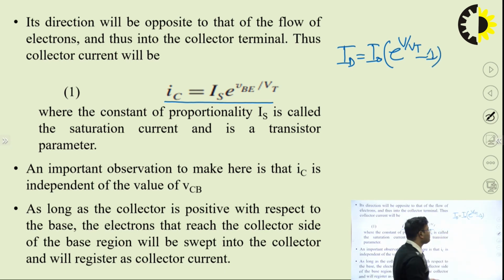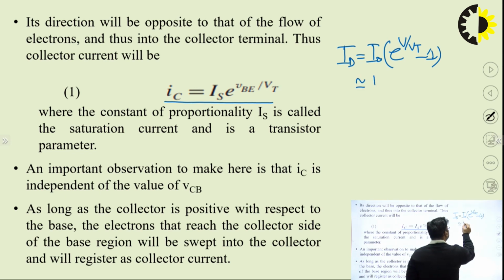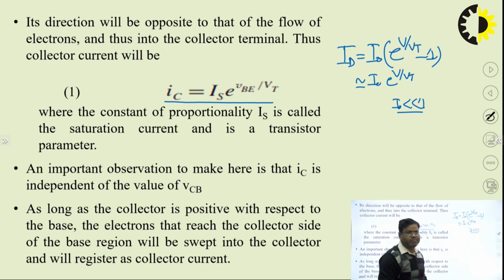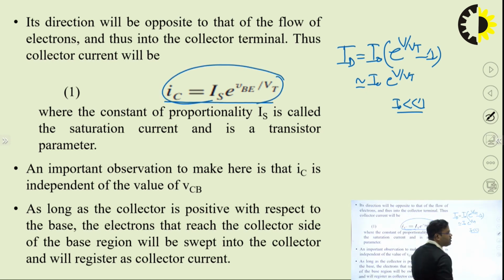If I naught is very less, then ID is equal to I naught e to the power V upon Vt. In fact, it will be very less because of the arrangements which were already discussed in the BJT. So if we write for the BJT, for the collector base terminal, we can write IC as IS, the reverse saturation current at the collector base terminal.